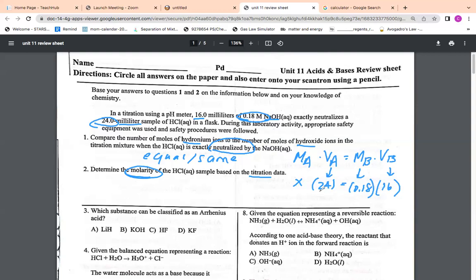We're going to divide everything by 24. So 16 times 0.18 gives us 2.88 equals 24x. Divide by 24 on both sides, and we should get that x is 0.12. And we were really solving for M sub A, which is the molarity of the acid. So the unit should also be capital M for molarity.